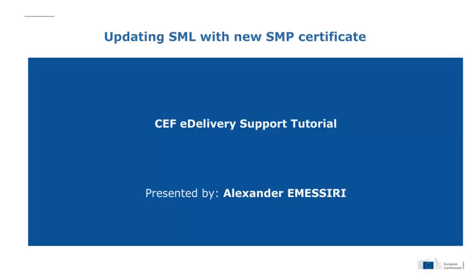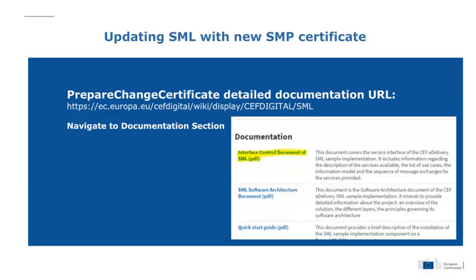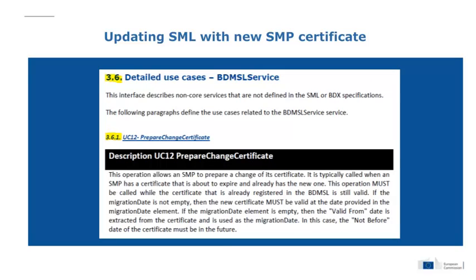Today's tutorial will be going over the changing of certificates for the SML SMP stack. If you'd like to know more on the Prepare Change Certificate call, please navigate to the following URL. Once you arrive at that page, navigate down to the documentation section and you should be able to see an interface control document of SML. By downloading that document, you'll be able to explore all the services that SML may provide. Once you've successfully downloaded the interface control document for SML, navigate to section 3.6. Under point 3.6.1, you will find the Prepare Change Certificate details.